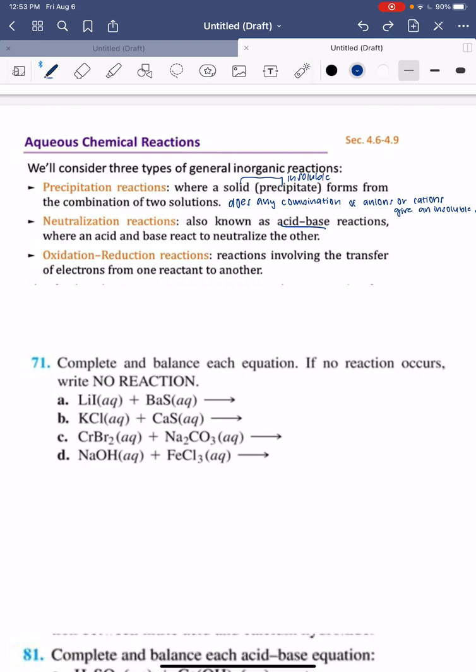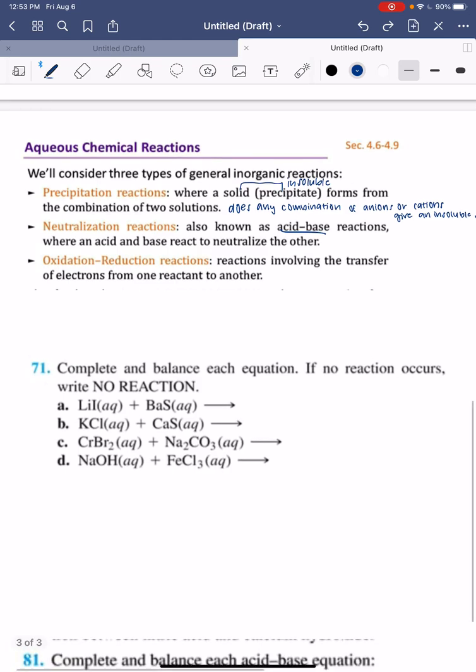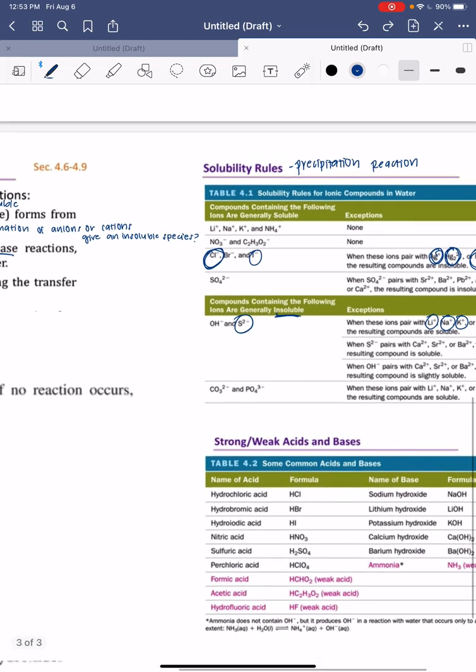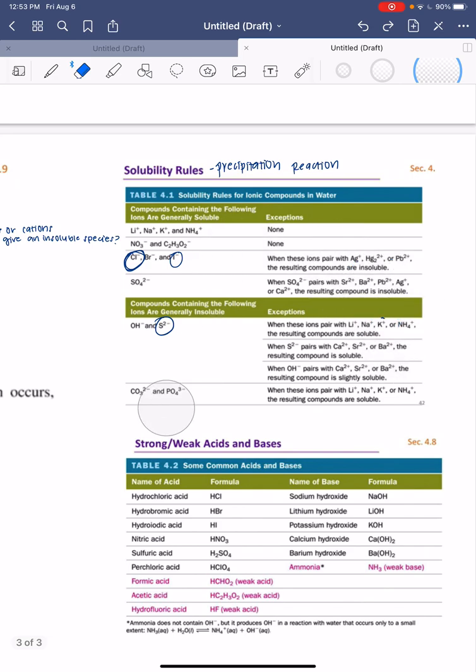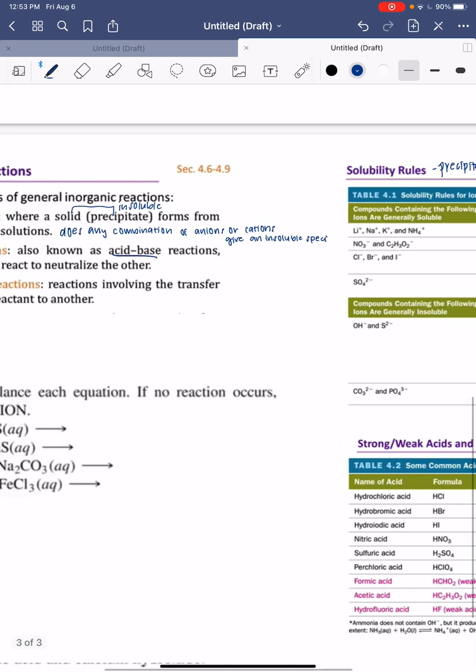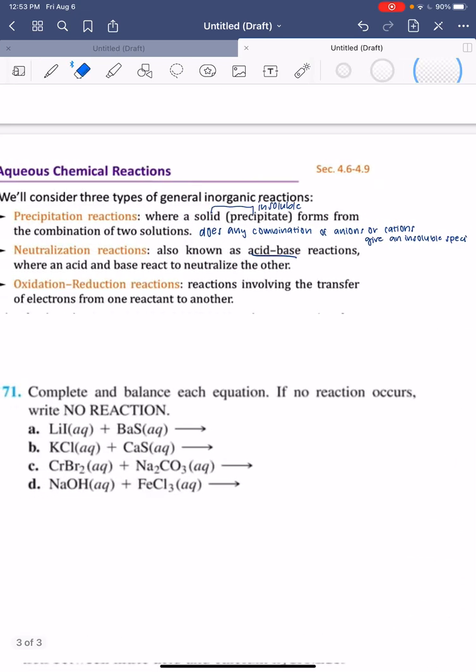We'll go through some examples, but when something is insoluble, using our solubility rules, this table right here, that means that it's a solid or it's a precipitate. The state of something that's a precipitate is solid, S in parentheses, and that's really important because that tells us the precipitation reaction can actually occur because one of the products is insoluble according to our solubility rules.